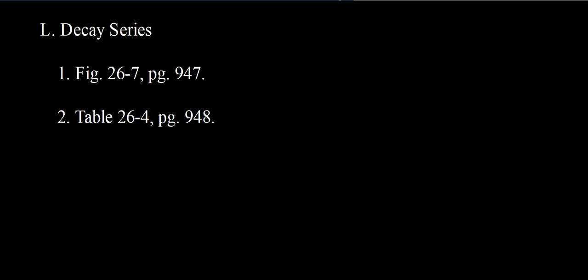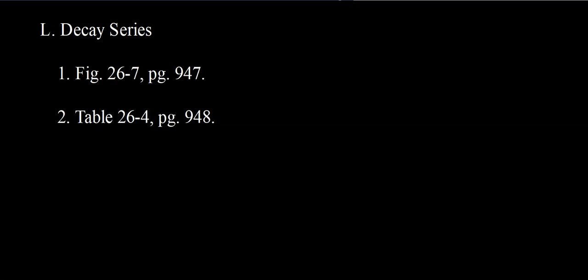All right, lastly for this section is decay series. If we go to page 947, this shows an example of one of the natural decay series. And what a decay series shows is all the steps in the decay of a substance. So this one shows starting off with uranium-238. It will decay via alpha decay to form thorium-234, which is also radioactive.